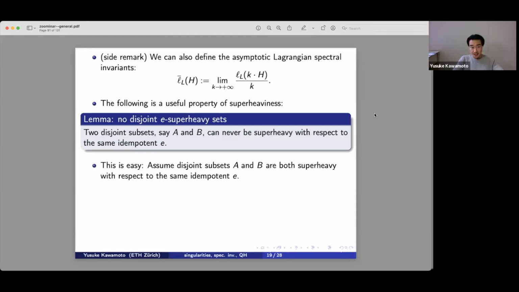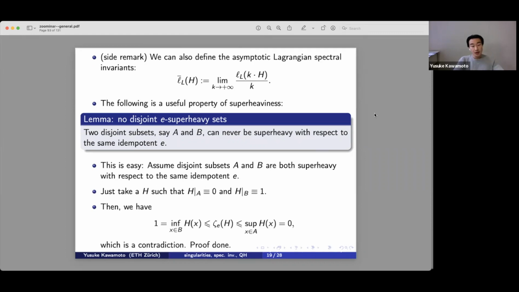So this is actually a very easy statement. Argue by contradiction: suppose you have two disjoint subsets A and B that are both superheavy with respect to the same idempotent E. Now, you can take a Hamiltonian H that vanishes on the set A, and that's constantly equal to 1 on B. Then, by definition, you can control the value of the asymptotic spectral invariant for H by looking at what value it takes on the sets A and B because of superheaviness.